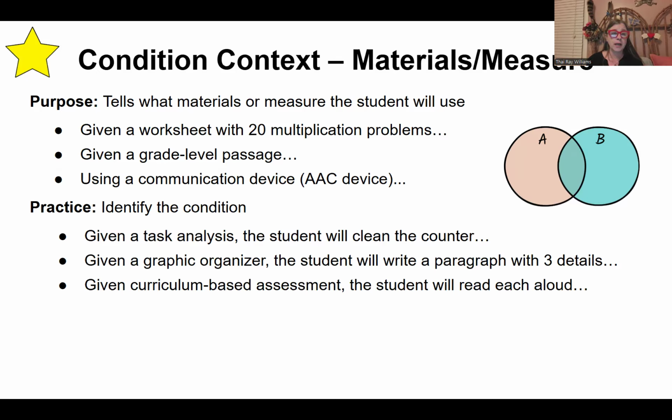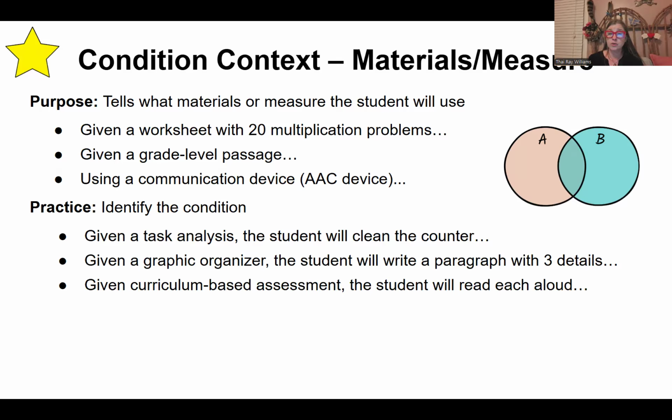Okay, so when we're looking at the examples we have here, your condition in the first one would be the task analysis. Under what conditions would the student clean the counter? Well, when we give them a task analysis, that's a condition, and that could be a measure, it could be materials. If I'm giving you the actual task analysis, then that is materials. If I am using the task analysis and we're looking at all of the steps of the task analysis, that could be a measure.